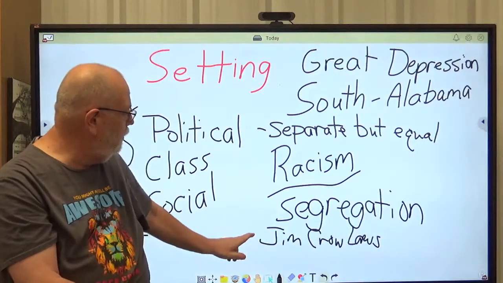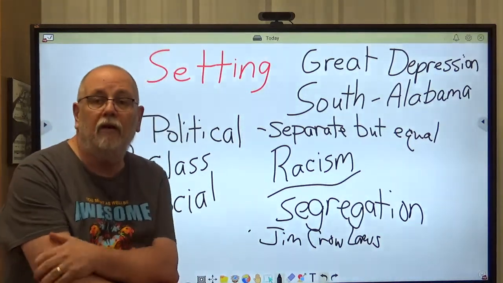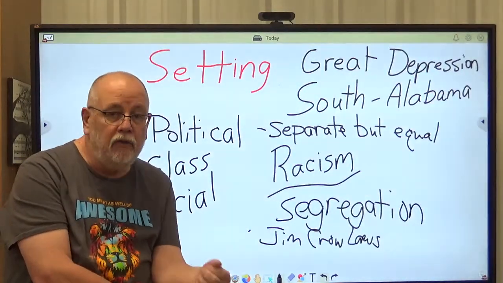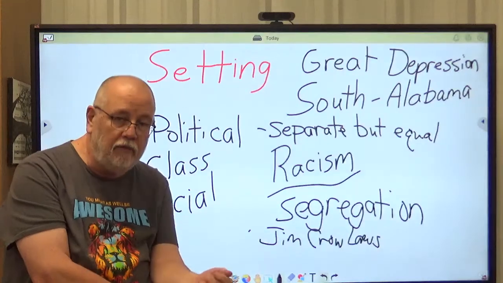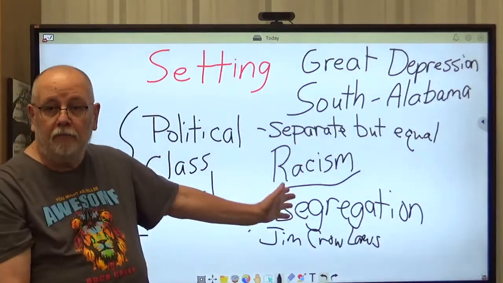And these Jim Crow laws were not just to do with sports, they had to do with a lot of things. You know, like where you could stay, what hotel you could stay in, what house you could live in, stuff like that. All right. Everybody have all this?